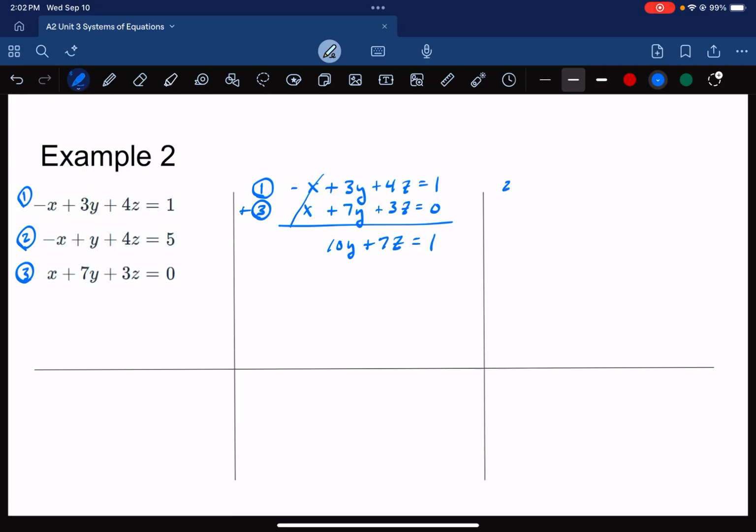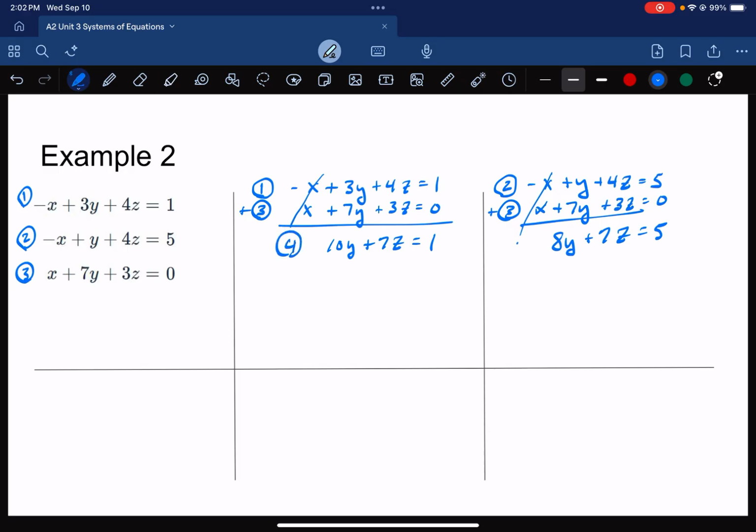Now we'll do 2 and 3, right? Equation 2 plus equation 3, negative x plus y plus 4z equals 5. X plus 7y plus 3z equals 0. They're ready to add. 8y plus 7z equals 5. And so bringing those two down here now, this is equation 4 and equation 5.